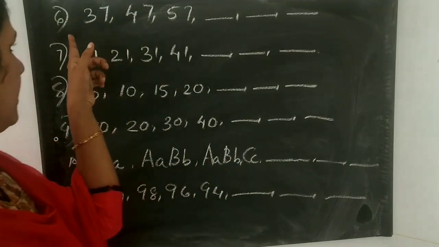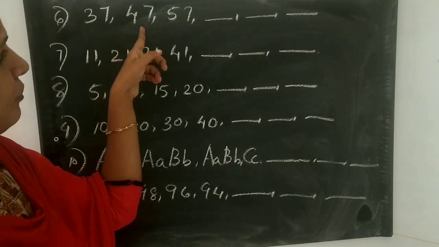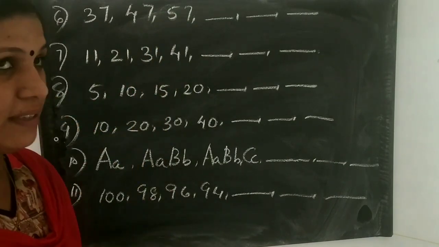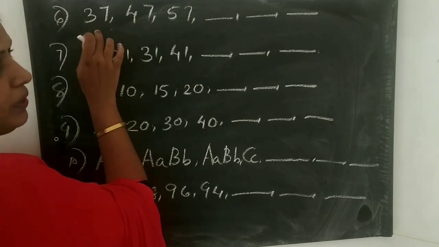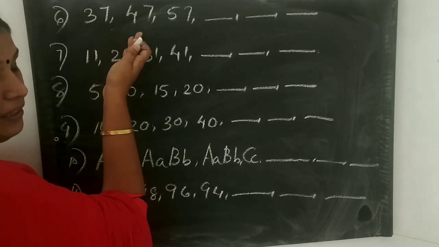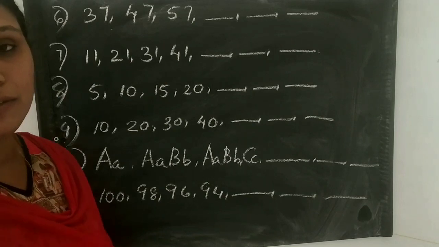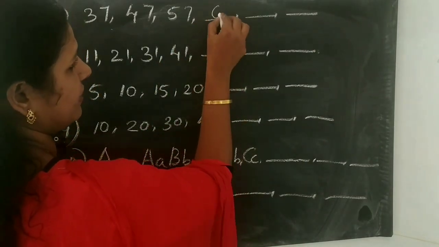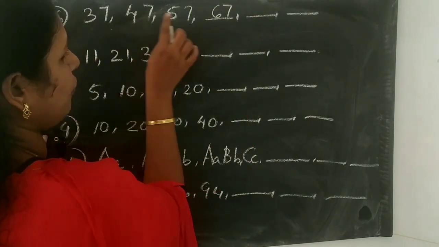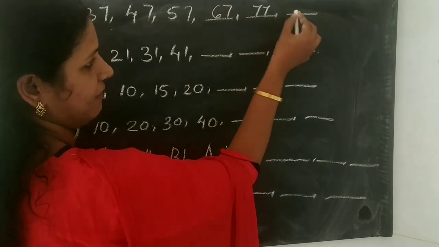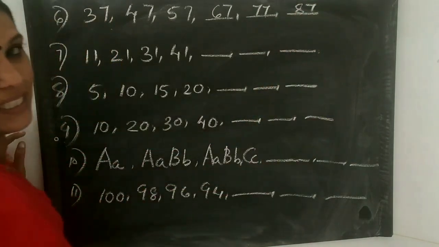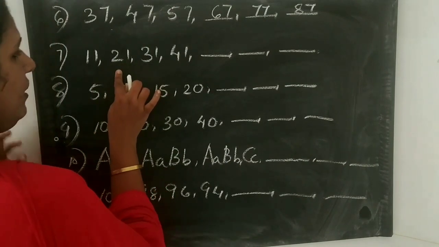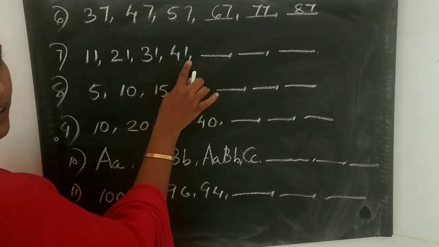So, our sixth question is 37, 47, 57. The next is what? 37, 47. We add 10 to each number. 37 plus 10, 47. 47 plus 10, 57. 57 plus 10, 67. Then 77, then 87.